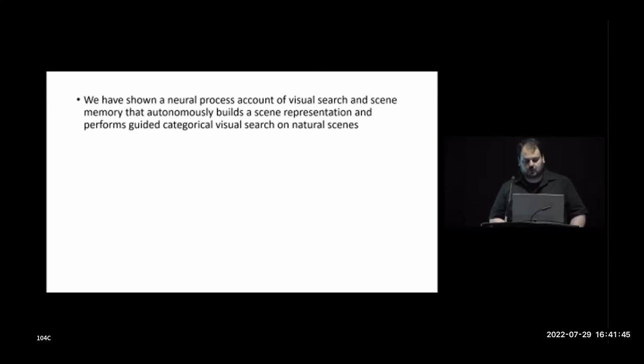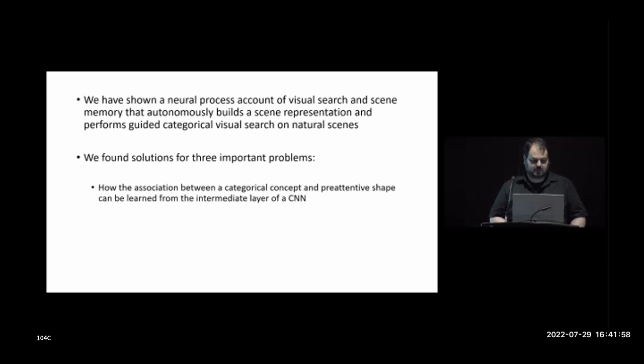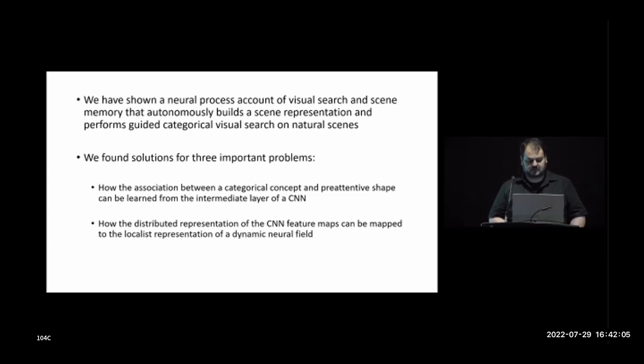So we have shown a neural process account for visual search and scene memory that autonomously builds a scene representation and performs guided categorical visual search in natural scenes. We found solutions for 3 important problems: how the association between a categorical concept and pre-attentive shape can be learned from the intermediate layer of a CNN, and how the distributed representation of the CNN feature maps can be mapped to the localist representation of a dynamic neural field, and how scene grammar emerged from the underlying neurodynamics. To our knowledge, this is the first model to account for it.